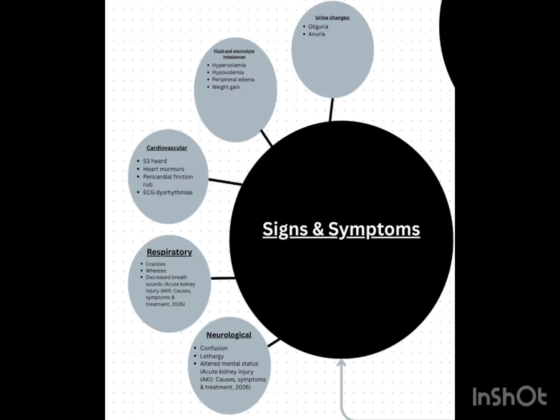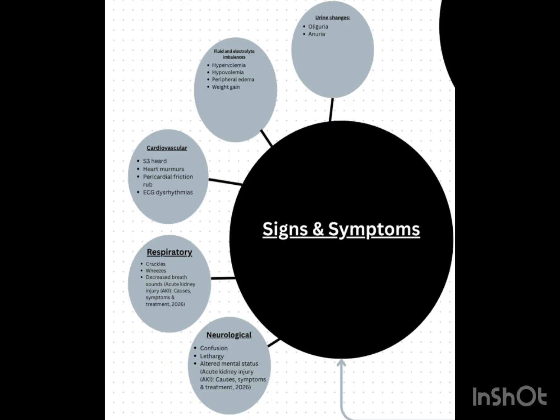So, what are the signs and symptoms? For urine change, when kidneys fail or outflow is blocked, urine production drops drastically, meaning the body cannot effectively clear liquid waste. Fluid and electrolyte imbalances can manifest as hypervolemia, hypovolemia, peripheral edema, and rapid weight gain. This is caused because kidneys cannot regulate fluid volume or solute concentrations. The fluid builds up in the tissues, which is the reason you have edema or weight gain, and this shift can be unpredictable.